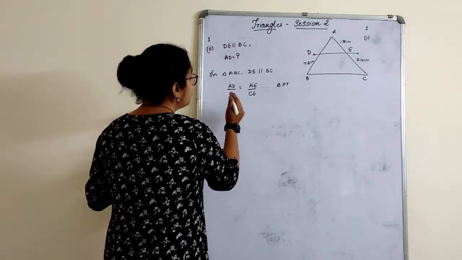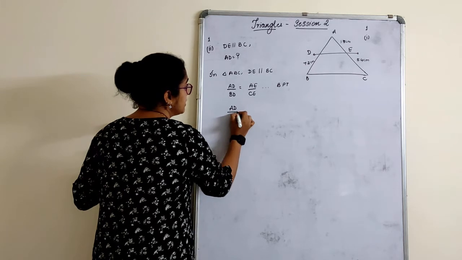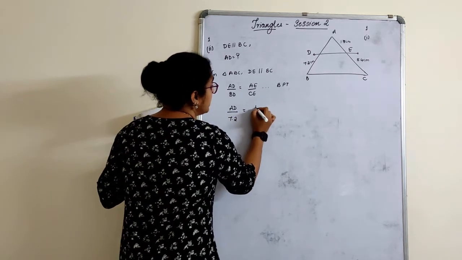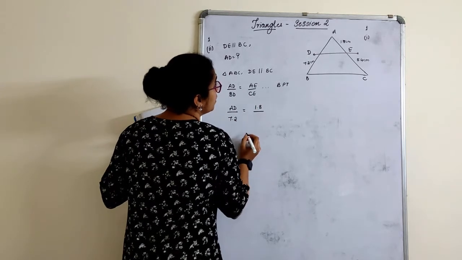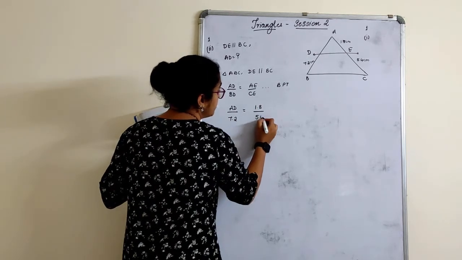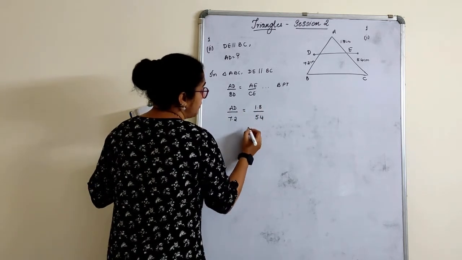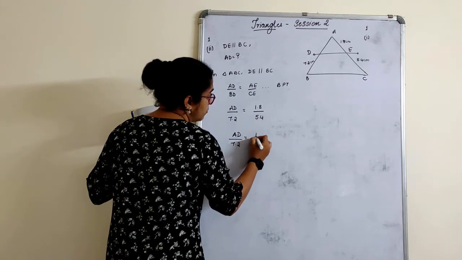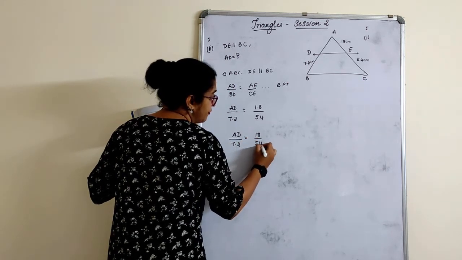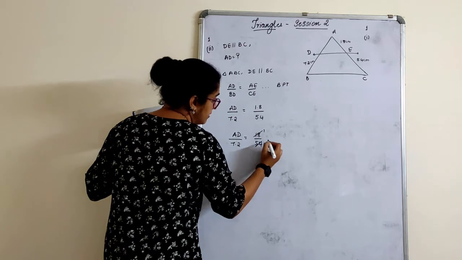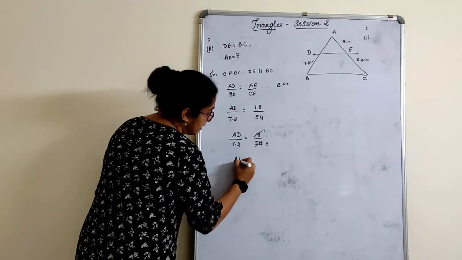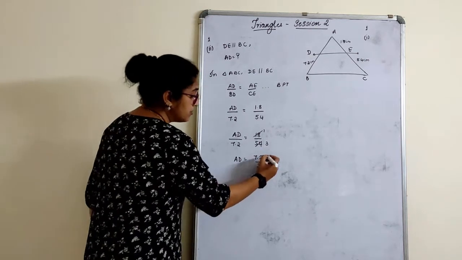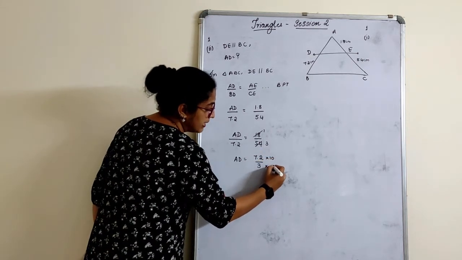Substitute what values you know. AD has to be found out, keep AD as it is. What is BD? 7.2. What is AE? 1.8. And what is CE? 5.4. So if I cancel the decimals here, AD upon 7.2 is equal to 18 by 54. 18 ones are 18, 18 threes are 54. AD is equal to 7.2 divided by 3. Removing the decimal, multiply by 10.